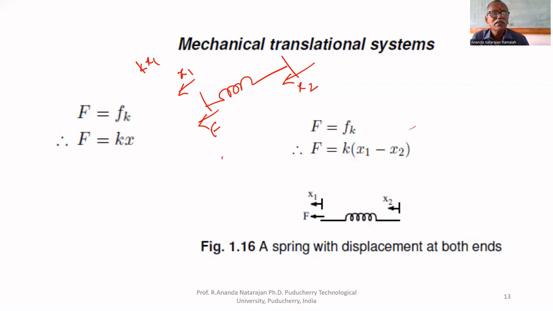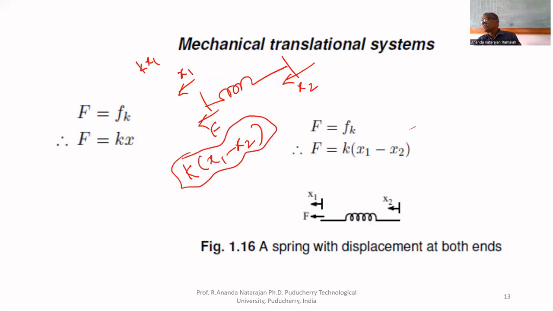Am I correct or not? x1 minus x2. Therefore, the reaction force is K multiplied by x1 minus x2. The reaction force developed in the spring, if both ends are free, is kx1 minus kx2. Here x1 and x2 are in the same direction, that's why the elongation is reduced. If both are in the opposite direction, what is the reaction force? K multiplied by x1 plus x2.